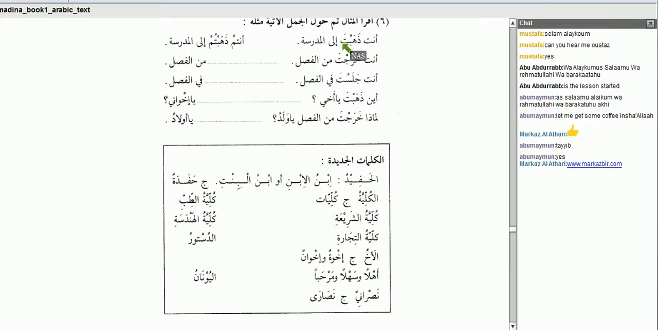Okay. And we want to change that into plural because it says over here, اقرأ المثال ثم حول الجمل الآتية مثله. Look at the example and then change the following sentences in a similar manner. So أنت ذهبت إلى المدرسة, أنتم ذهبتم إلى المدرسة. We read last time أنت خرجت من الفصل, أنتم خرجتم من الفصل. أنت جلست في الفصل, أنتم جلستم في الفصل.